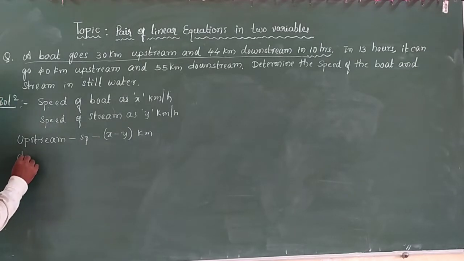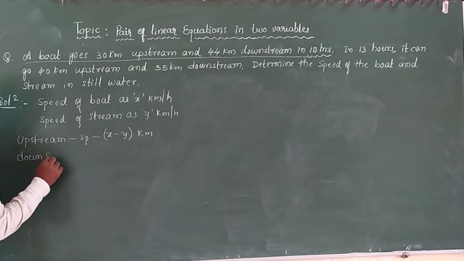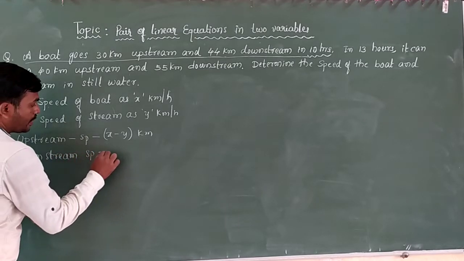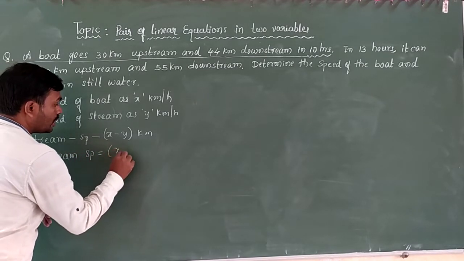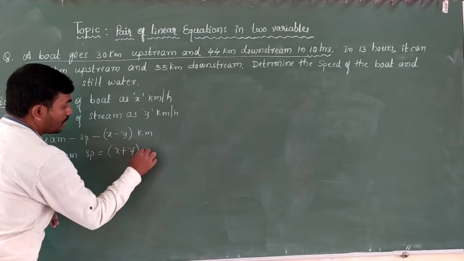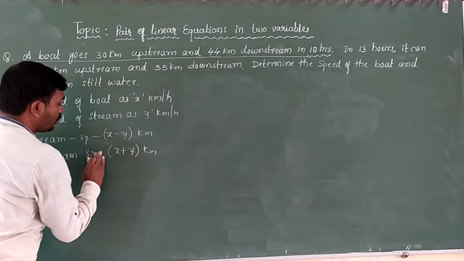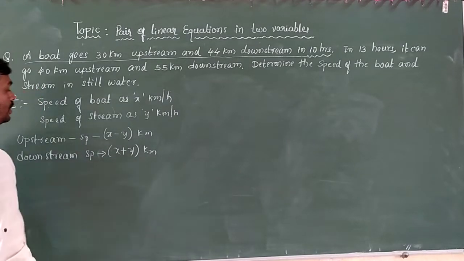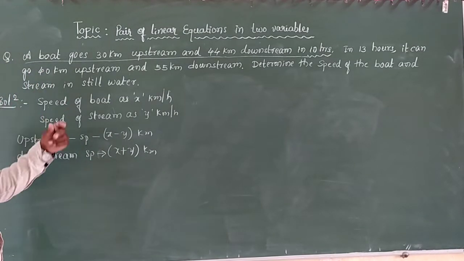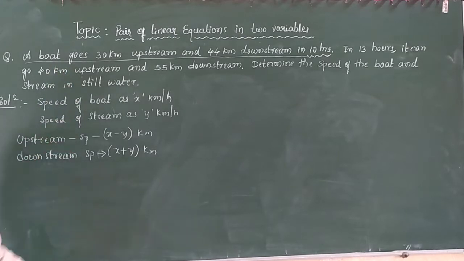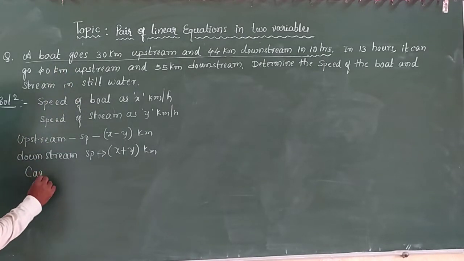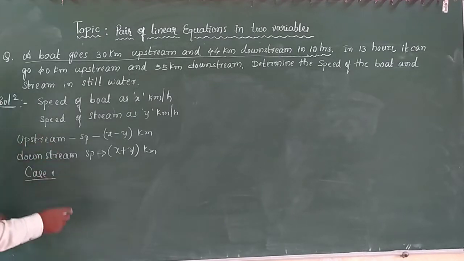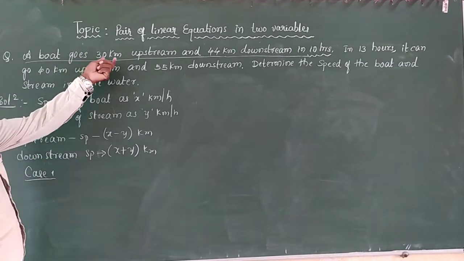When it is downstream, the speed becomes the sum of the speed of water and the speed of the boat together, that is x plus y kilometer per hour. Here there are two cases. Let us take case number 1 first, where we have two times, and let us consider the upstream.